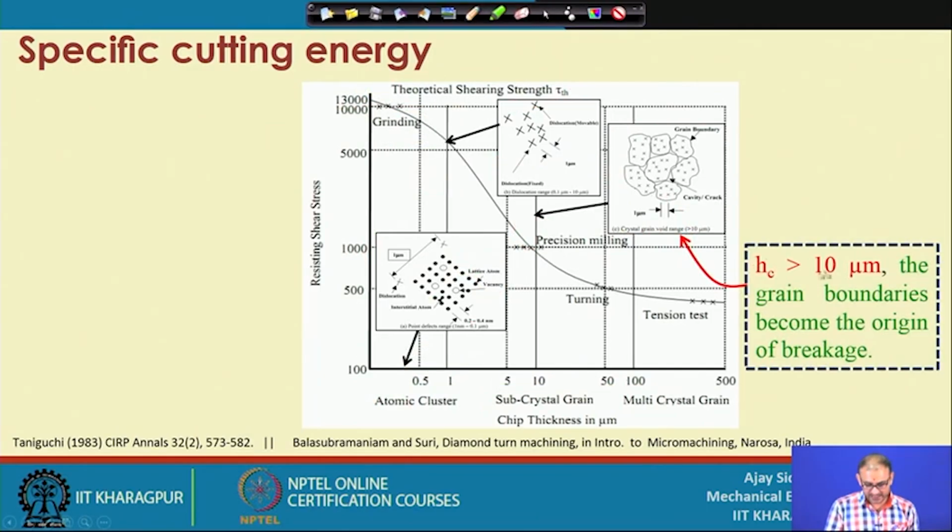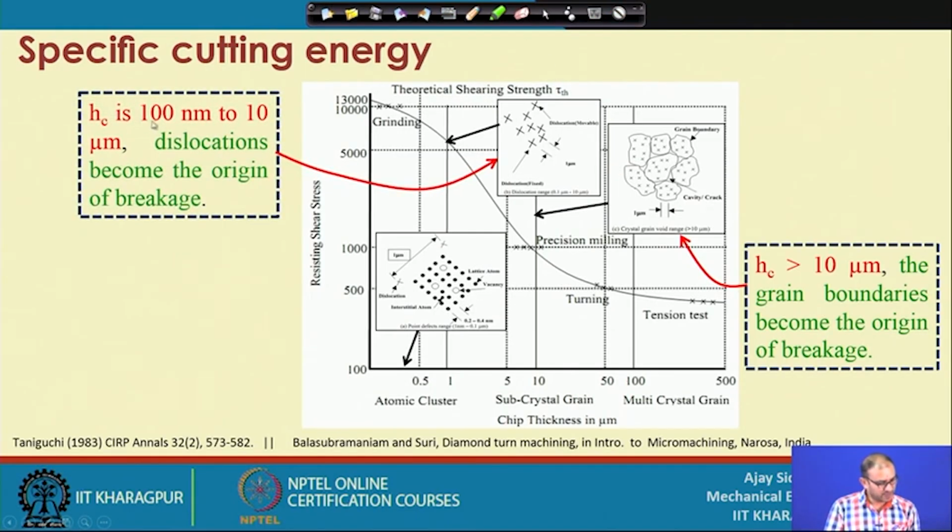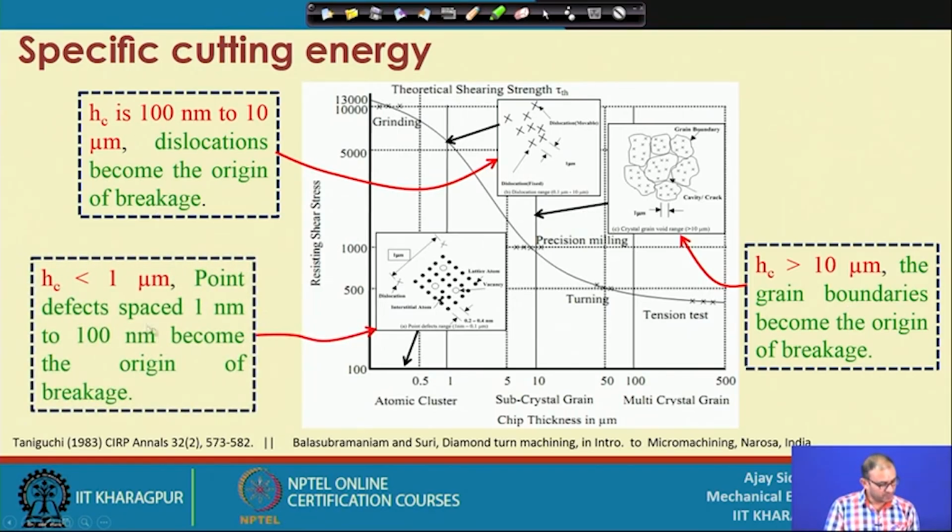Correct. So now, when you are talking about more than 10 micron, the grain boundary becomes the origin of the breakage. This is the way it should propagate during the material removal. And when you are talking about 100 nanometer to 10 micron, then the dislocation becomes the origin. Here it was the boundary, now it is the dislocation, and if you go further down, then the point defects, the vacancies and interstitial atoms, become the origin of the breakage.